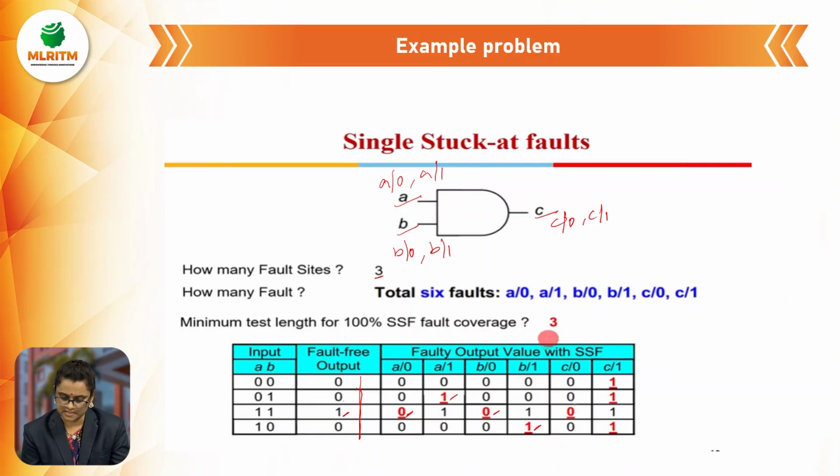And then C stuck at 0, here I will get 0 instead of 1. Next, C stuck at 1, I will get 1 here as it is, and these 3 are the faulty outputs. So these red marks indicate the faulty outputs in the circuit.